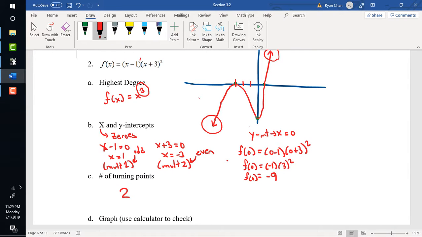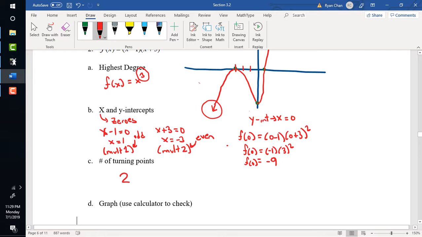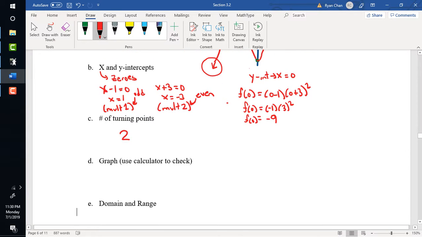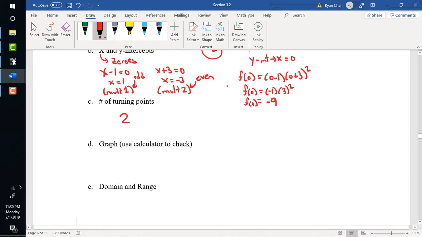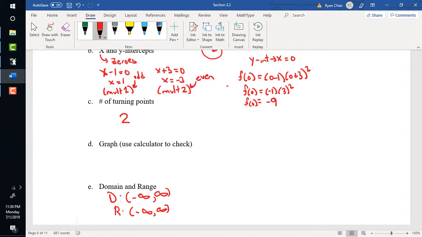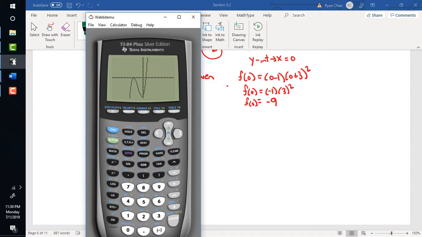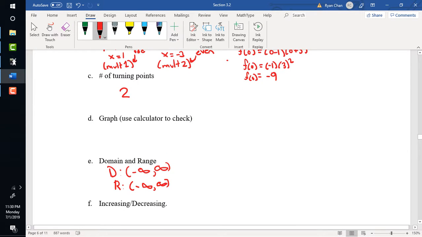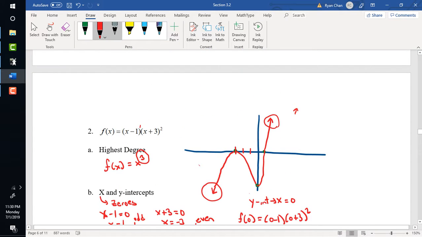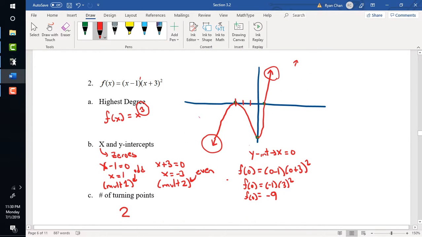Okay, and then you'll focus on your domain and range. So here, notice my domain according to my graph is -infinity to infinity, and my range is from -infinity to infinity. Okay, as you can see. And then you can figure out if it's increasing or decreasing. Don't worry too much about that because sometimes it's a little bit hard to see. So that's kind of it for putting everything together.